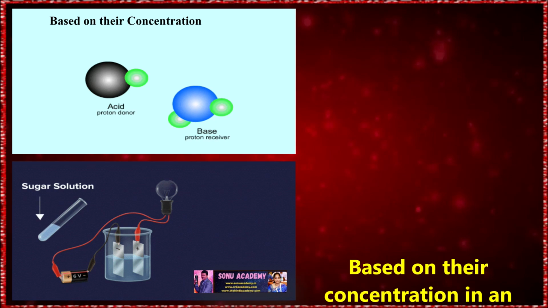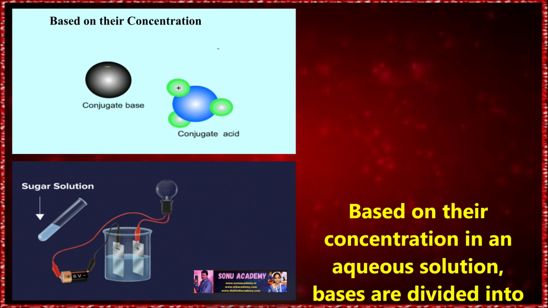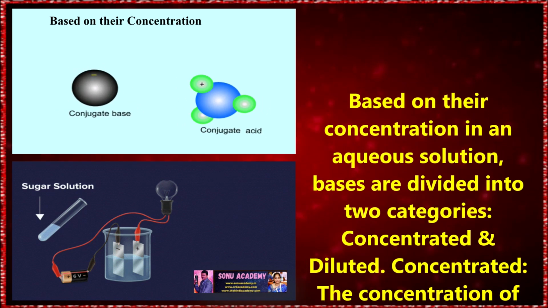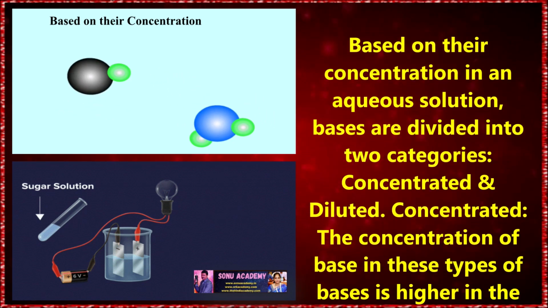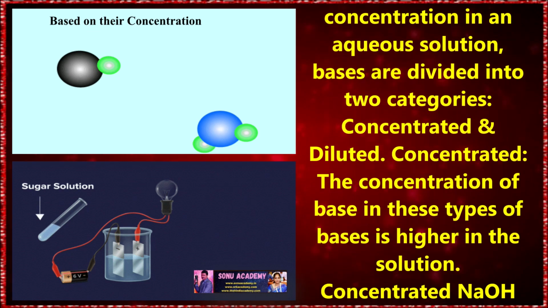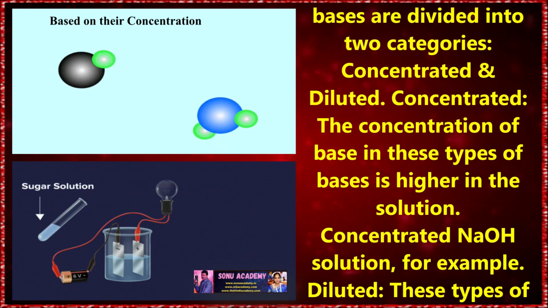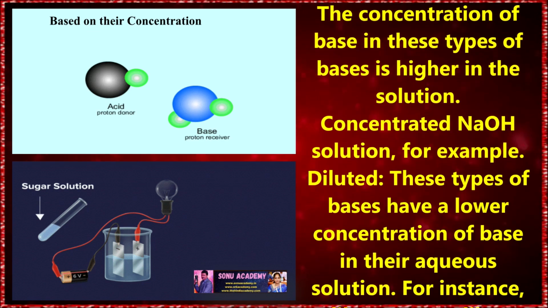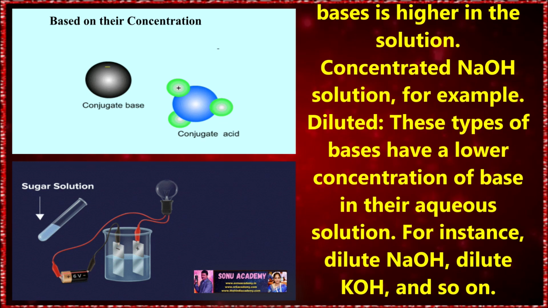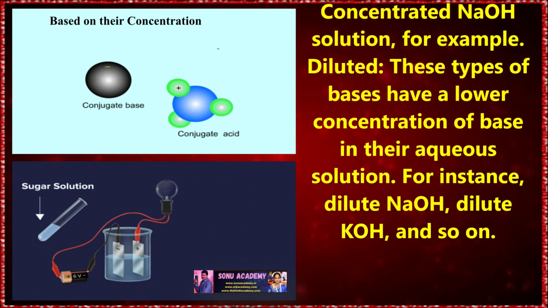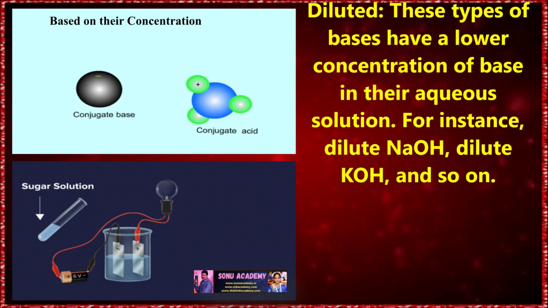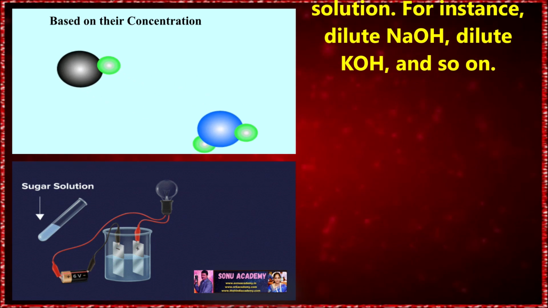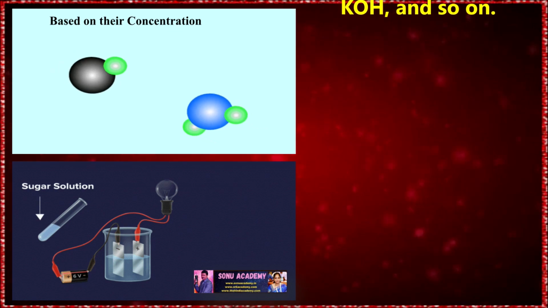Based on their concentration, aqueous solution bases are divided into two categories. One is concentrated bases, the second is diluted bases. Now let us discuss concentrated bases. The concentration of the base in this type is higher in the solution. For example, concentrated NaOH solution. Diluted bases have a lower concentration of base in their aqueous solution. For example, dilute NaOH, dilute KOH, and so on.